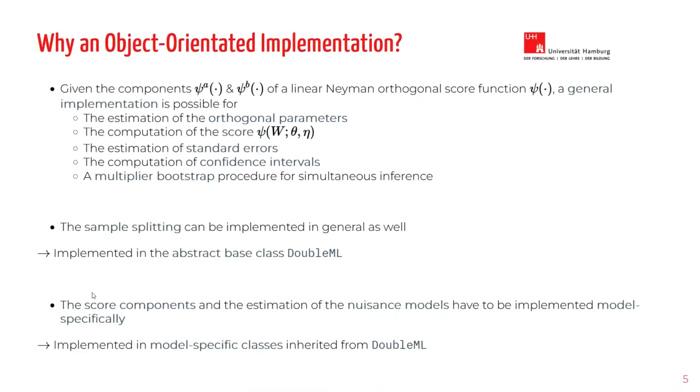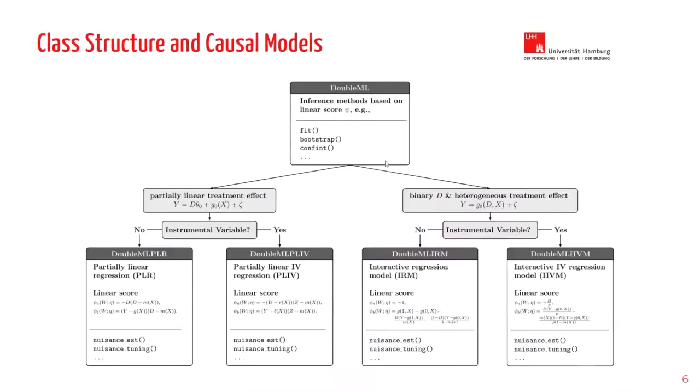So this is the general part, but there are also model-specific aspects, and the parts of the models that are model-specific are the nuisance components. The partially linear regression model has a different score function and different nuisance components than an IV model, for example.